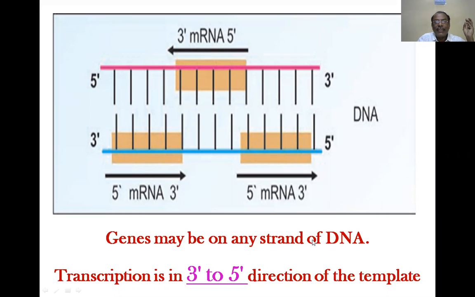Genes may be on any one of the strands. Both the strands may have genes. So it is only with respect to a gene that we call a strand the template or the coding strand.